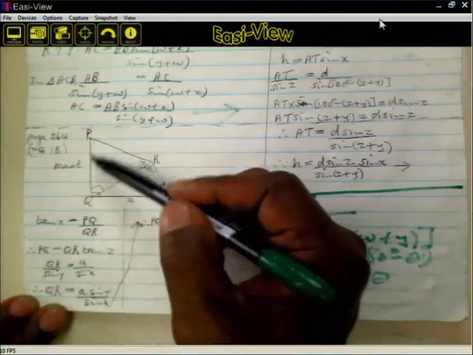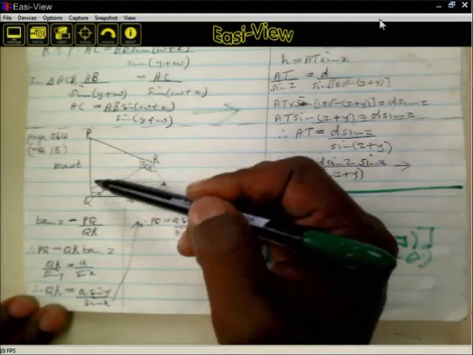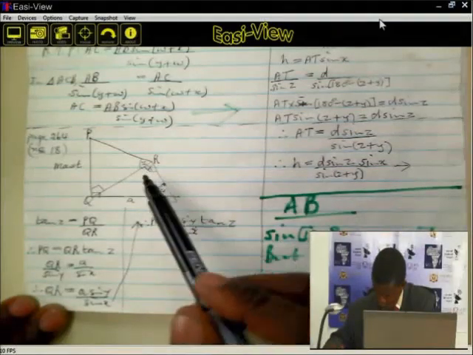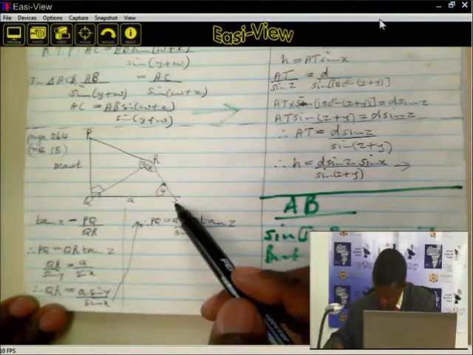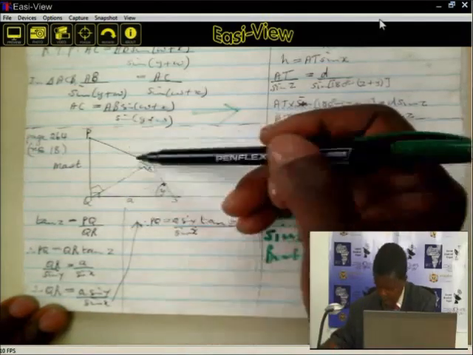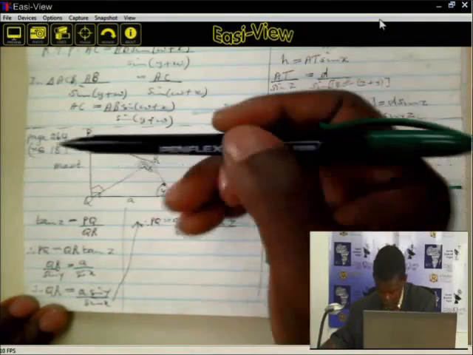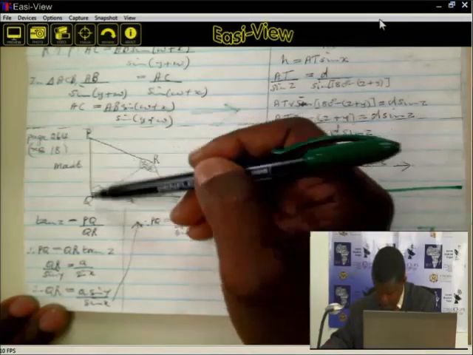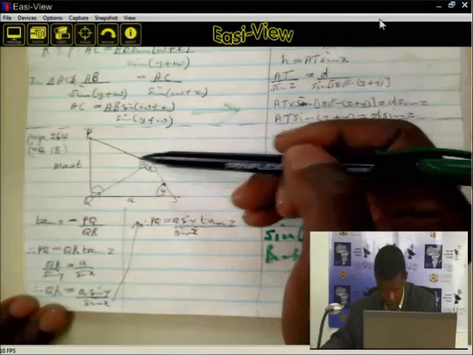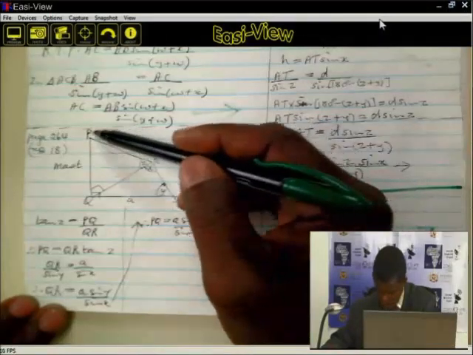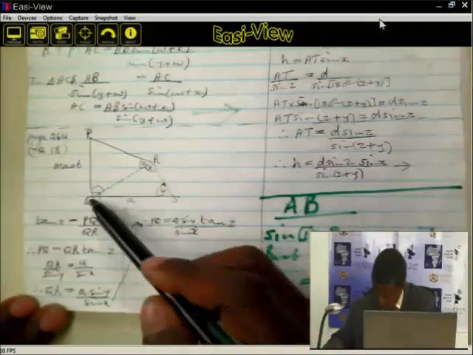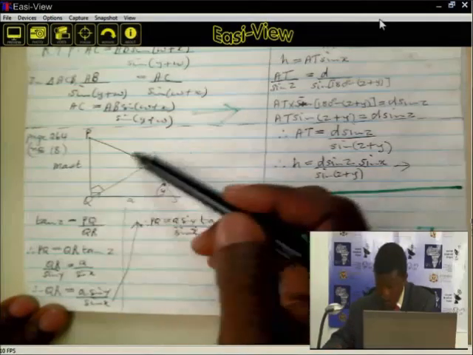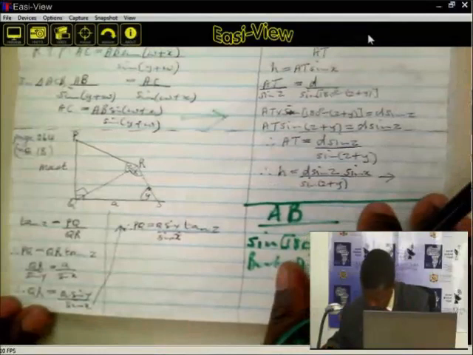That's because PQ from this vertical plane is perpendicular to the plane QRS, and there's an axiom that says a line which is perpendicular to a plane is perpendicular to every line or line segment on that plane. So since it is perpendicular to QRS, it must be perpendicular to QR, which is a line on the plane.